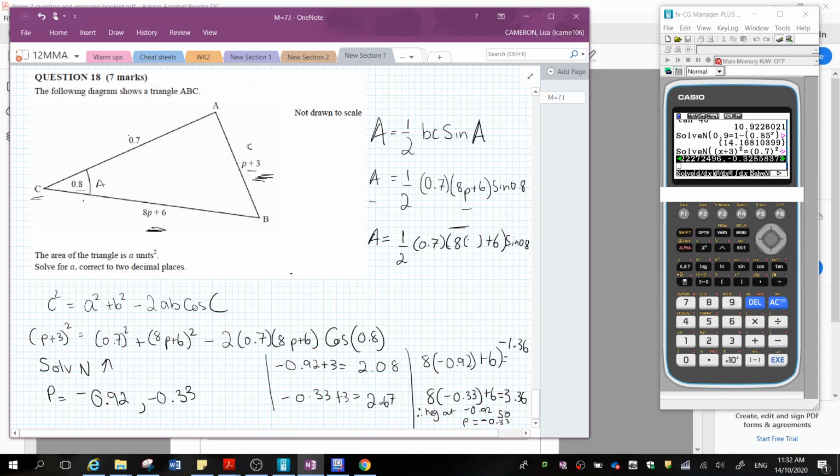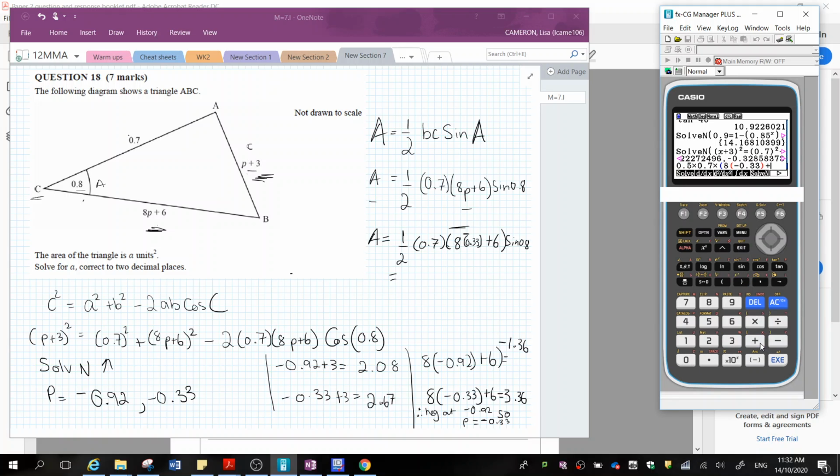So the one I'm substituting in here is negative 0.33. Okay, so now I'm going to enter that into my calculator. 1/2 or 0.5 multiplied by 0.7 times bracket 8 bracket negative 0.33 close bracket plus 6 bracket sine 0.8. That tells me that, oh, something has gone wrong.